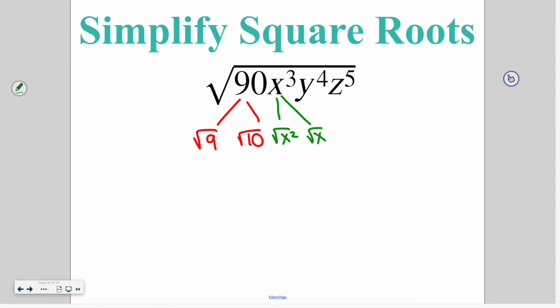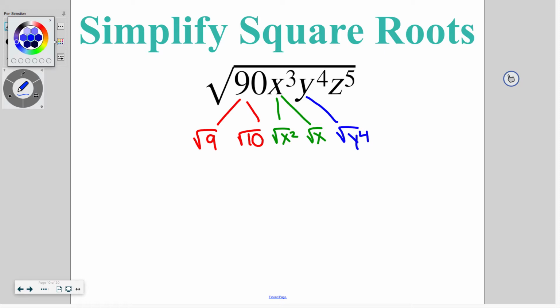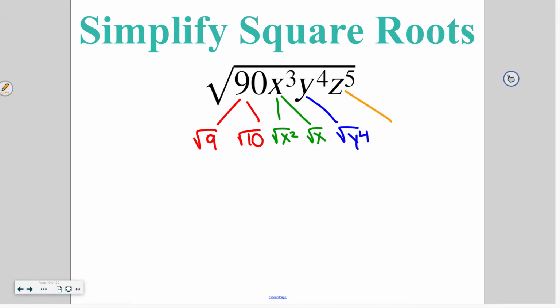Y to the fourth is going to stay as is because it is already an even power, so we're going to be able to take its square root. And then that last one, I could split z to the fifth into the square root of z to the fourth and the square root of z. So we split all of those pieces by taking out perfect squares.